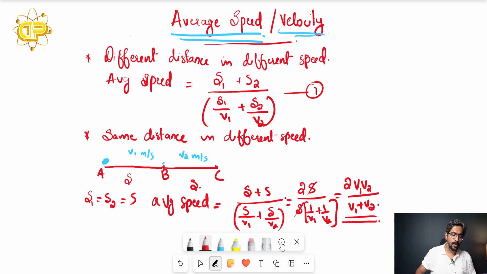So this is all about average speed and average velocity. In the case of average velocity, instead of distance, you will just change that to displacement, right? Then you will get the answers. So that's all about average velocity and average speed.